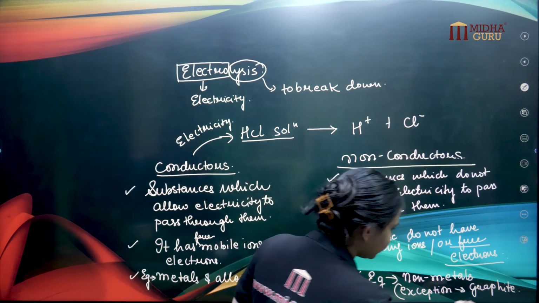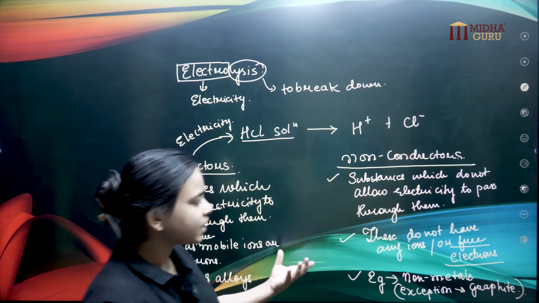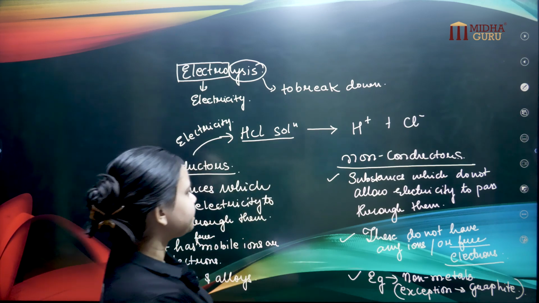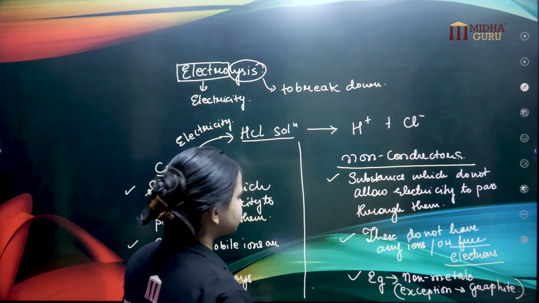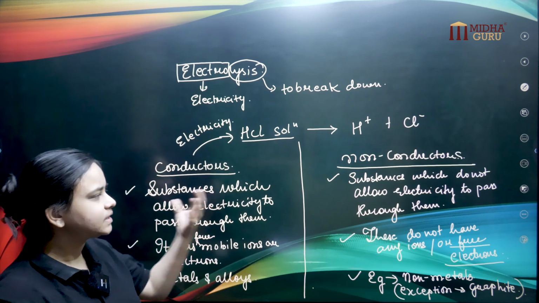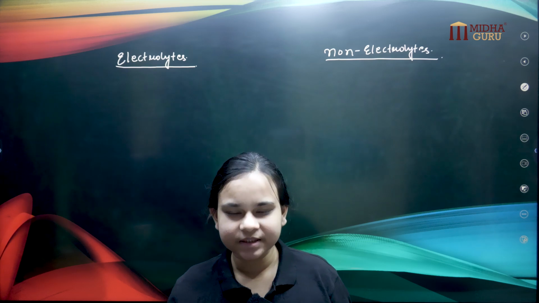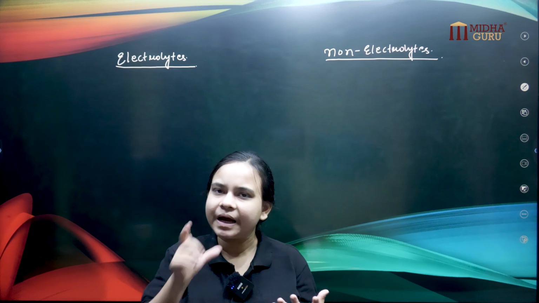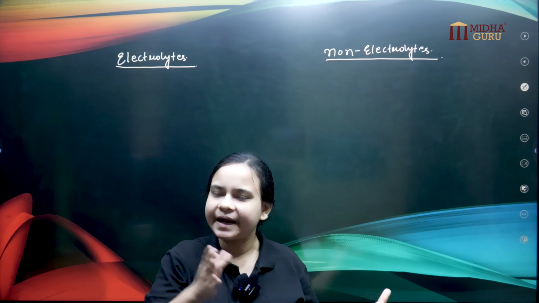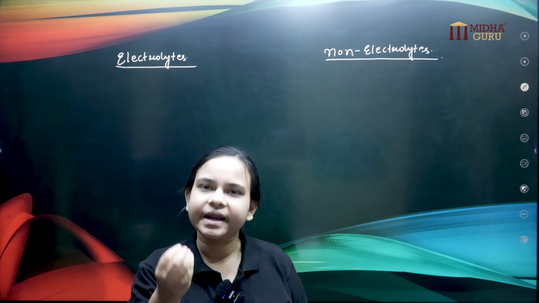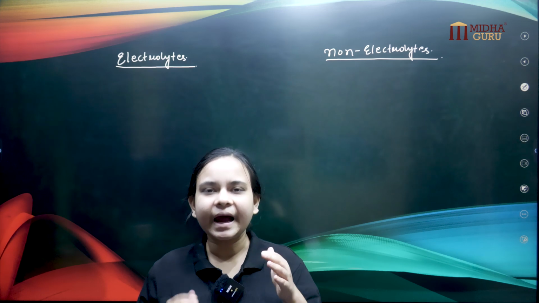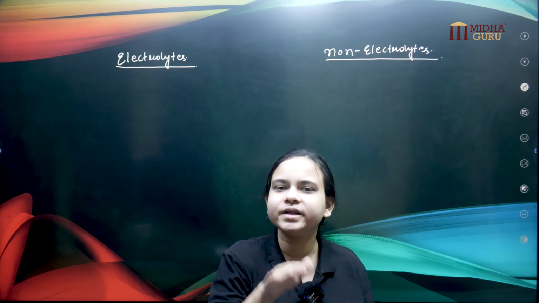So this is a very important point, and I hope that you have already read this in your junior classes. So this is a comparative study between conductors and non-conductors. Now coming to the main terminologies of this chapter, that is electrolytes and non-electrolytes. Electrolytes, the term electro means electricity as we have discussed, and lyte means substances or chemical compounds. Substances or chemical compounds that conduct electricity either in their molten state or in their aqueous solution.